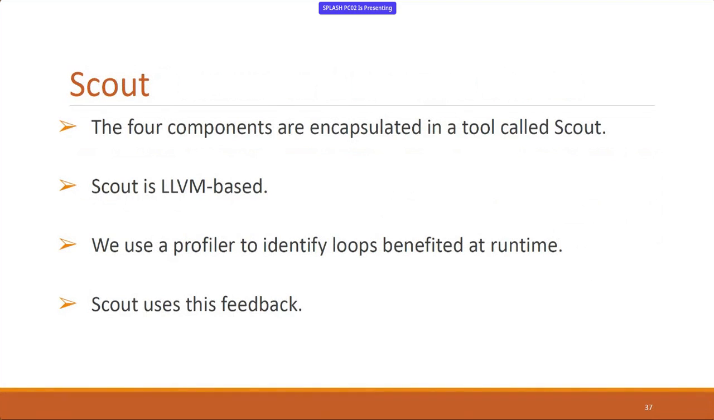We implemented these four components in an LLVM-based tool we named Scout. We additionally use a profiler to identify the loops which actually benefited at runtime, and we filter out those loops which show some kind of performance degradation, which is possible when the overhead of dynamic checks outweighs the associated performance benefits.